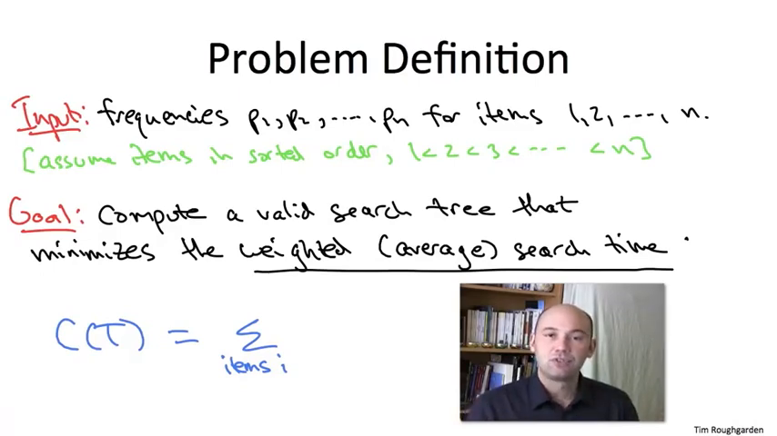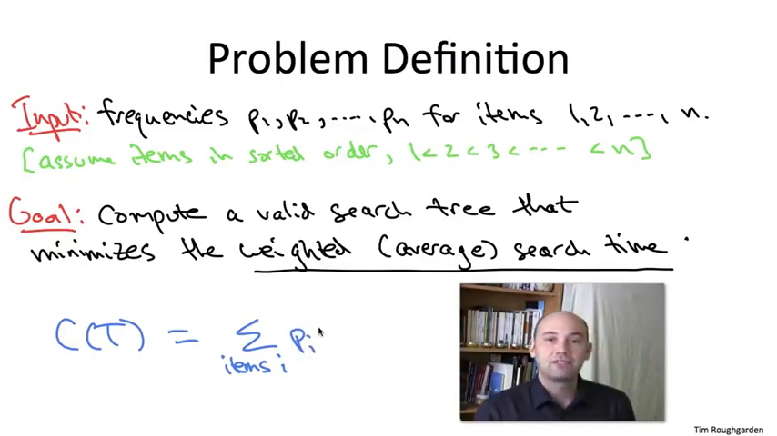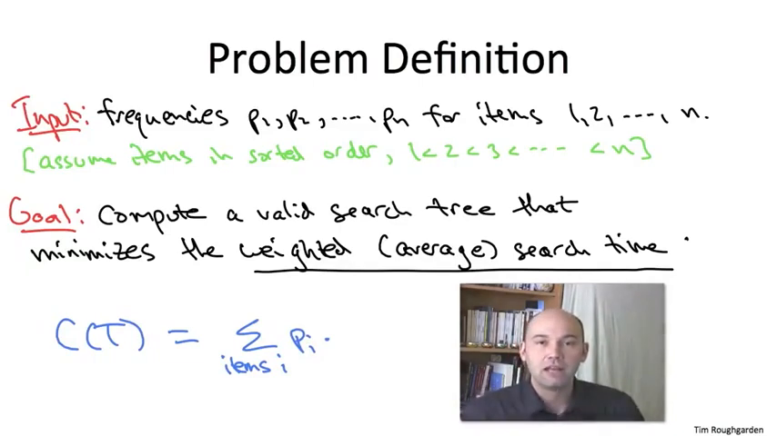If there are only successful searches, then we average only over the n elements that are stored in the tree. So we sum over each of the items i. We weight it by the probability or the frequency of its access, p sub i, and then that gets multiplied by the search time required in the tree T to find the item i.